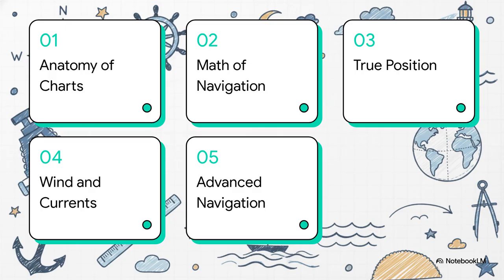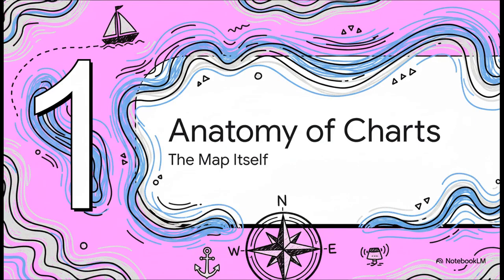First, we'll look at the anatomy of nautical charts. Then, we dive into the math of navigation, followed by determining your true position. After that, we're tackling the real-world elements with navigating wind and currents. And finally, we'll wrap up with some really cool advanced navigation techniques. Let's jump right in. All right, Section 1, Anatomy of Nautical Charts.